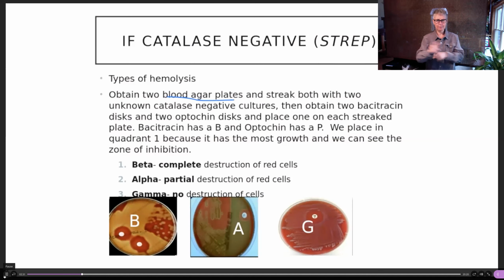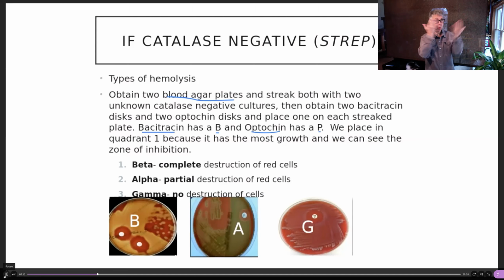Now, these are discs similar to what we used in our antibiotic testing lab, looking for that zone of inhibition. So the two antibiotics that we use are bacitracin, and that disc has a B on it. The other antibiotic that we use is optochin, and that has a P. The reason that it has a P is that it's also known as Taxo-P. So these are the two antibiotics that we would place in quadrant 1. The reason that we're placing them in quadrant 1 is that we have the most growth. So it would allow us to see that zone of inhibition, or if we did not get a zone of inhibition.